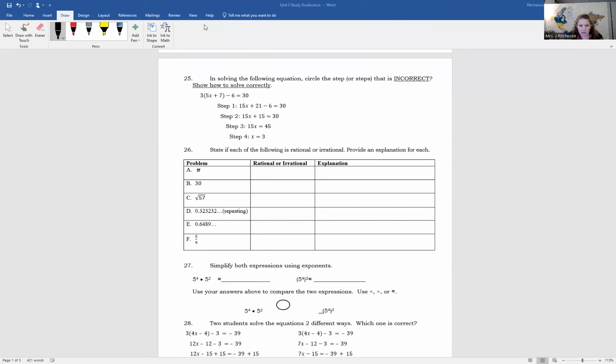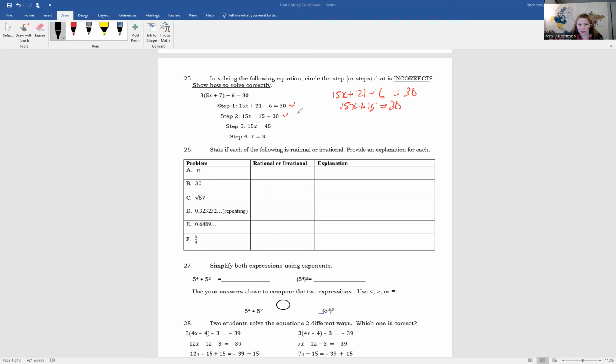All right, so let's see what would happen here. It says we have to figure out where the mistake is made. So if we distribute, I would have 15x plus 21 minus 6 equals 30. So the first line looks good. And then we're going to combine like terms. So 21 minus 6 is plus 15, equals 30. So the second line looks good.